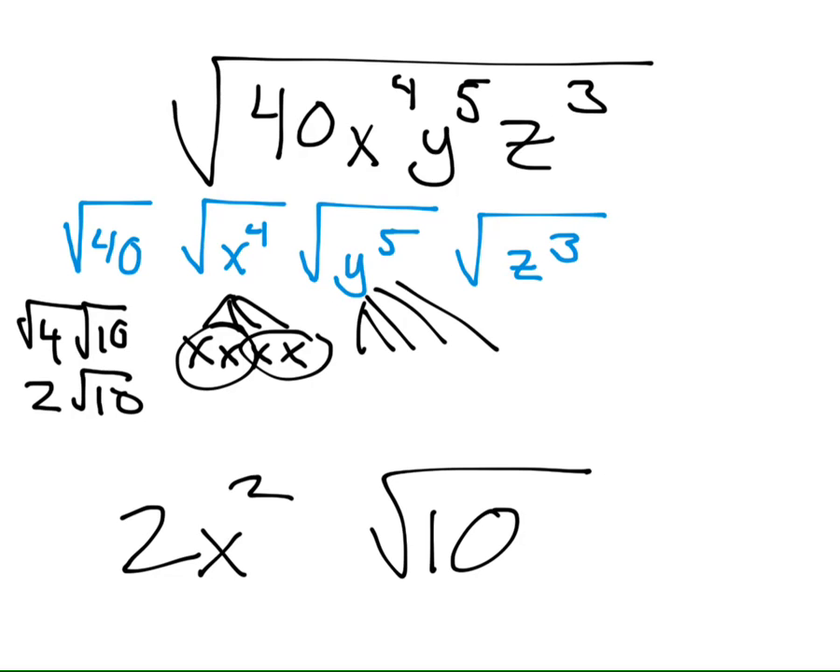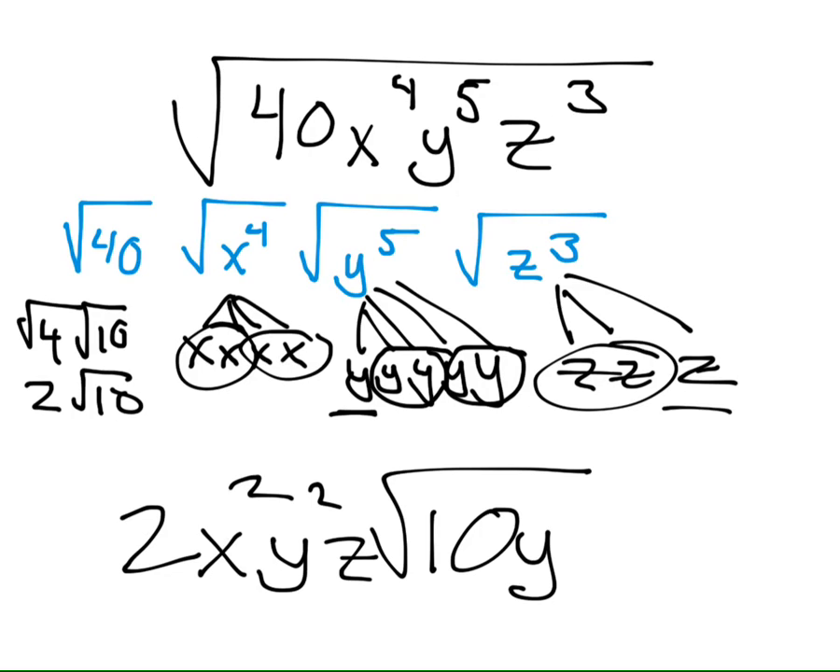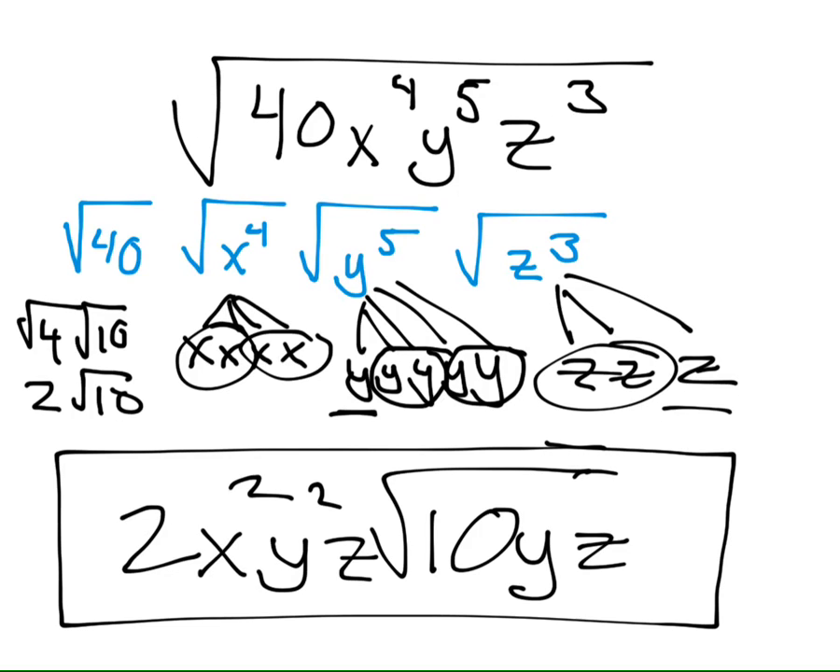Here, there's 5 y's. So I have one pair there, one pair there. So how many y's get out of the radical? 2. How many y's are in the radical? 1. Because there's this 1, right? I had a pair there, and this one left. And then z to the third, that's 3 z's being multiplied. I have one pair of them, so how many z's get out of the radical? 1. How many z's are in the radical? 1. So that would be my final simplified answer.